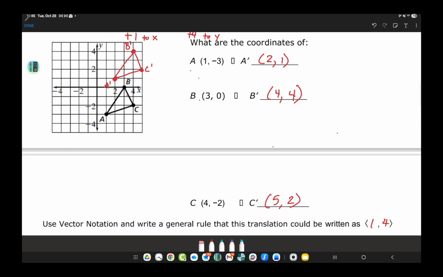Now, if you were not here yesterday, when we translate a shape, the new name for the shape is the same letters. We just include an apostrophe, and the apostrophe we call prime. So we go from A to A prime, B to B prime, C to C prime. The original, the pre-image, is your ABC. The new image, or what the result is, is your prime.